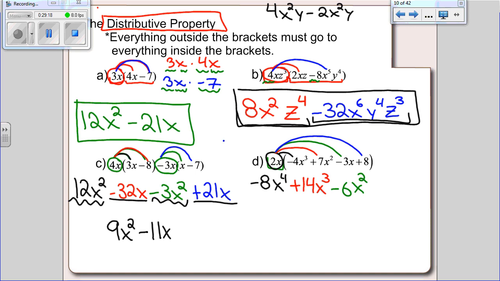At this stage, and sometimes in math, the hardest thing is knowing when to stop. When can I stop doing things? The way I know I can stop is I have no more brackets. They went away when I distributed it. And I have no like terms. All my letters are different, or all my exponents are different. Right? I have an exponent 4, an exponent 3, exponent 2, exponent 1. That means I'm done. This is my answer.